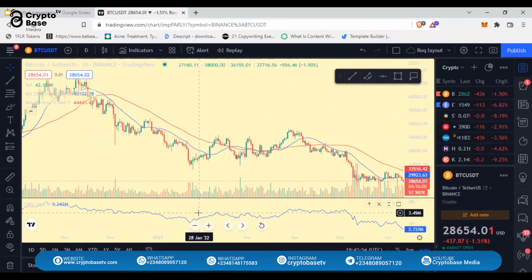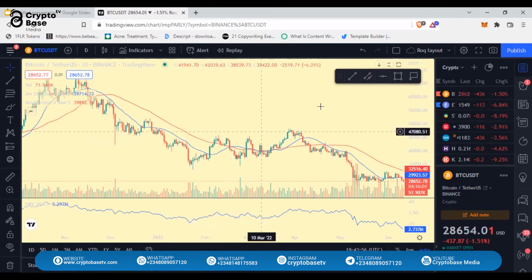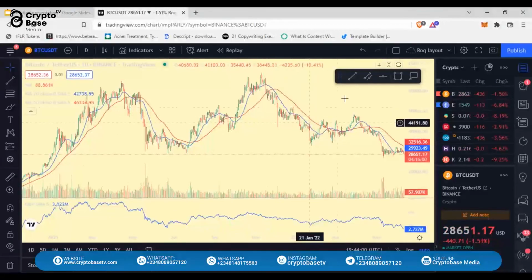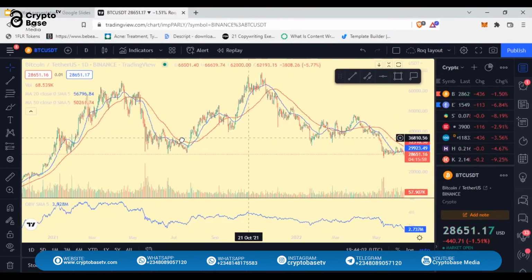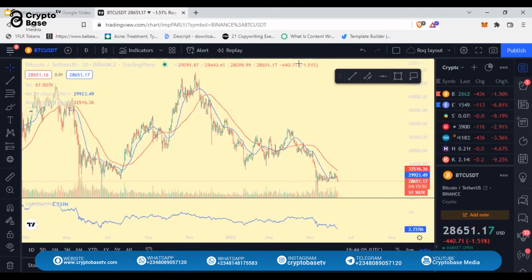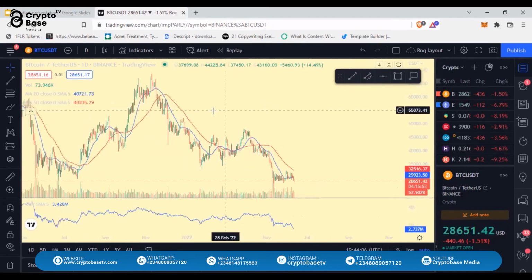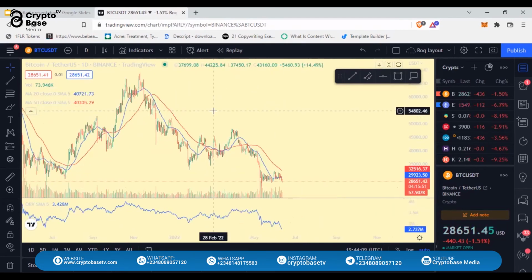And then there's also stochastic, and that one is also based on price analysis, and then RSI too. RSI is also based on using price action to spot and see trading opportunities.